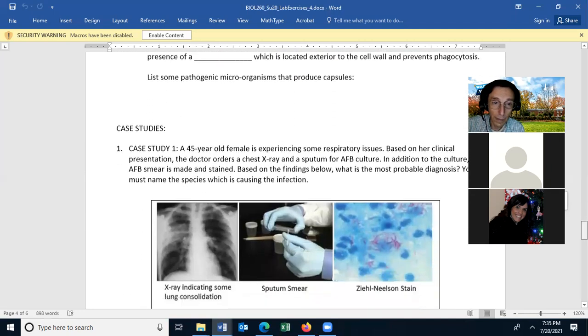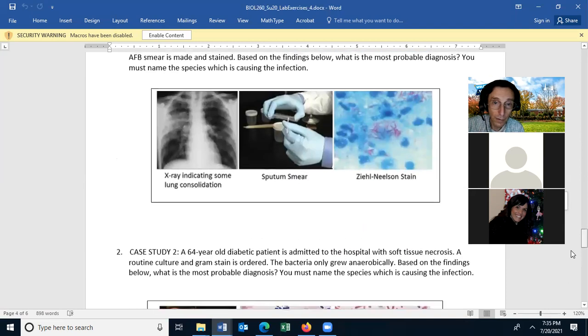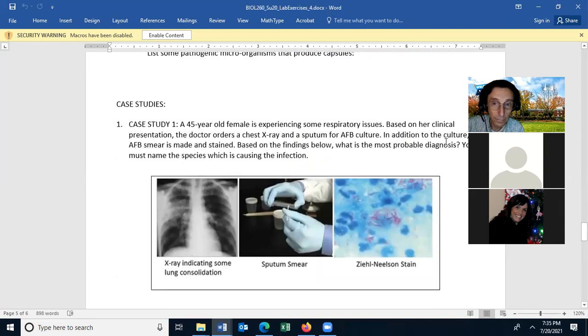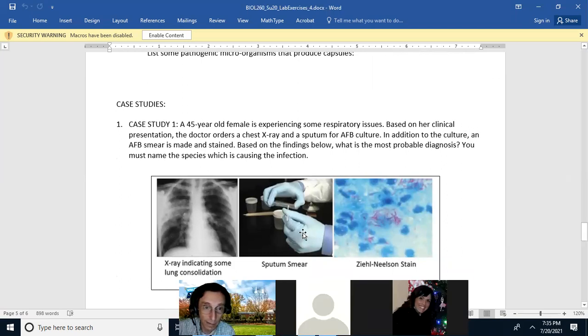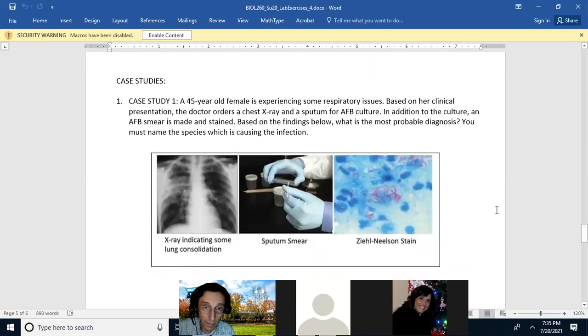And then lastly, we have 2 case studies for you. To answer these, give me the most probable diagnosis. You must name the species which is causing the infection. So in case study 1, there's some information about the patient, some tests that were done on the patient, an x-ray, a sputum smear, and the Ziehl-Neelsen stain. Tell me what the bacteria is which is causing the patient's illness.